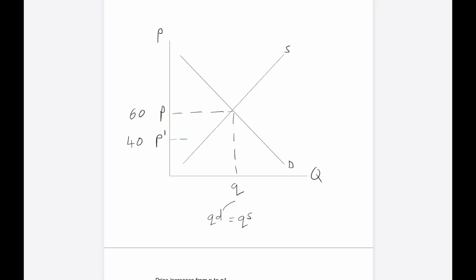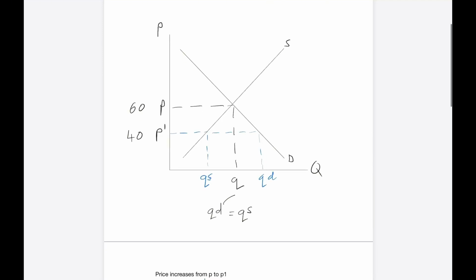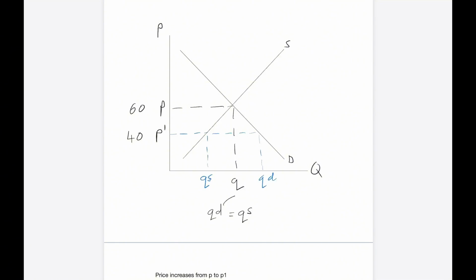Okay, if we go along and hit the supply curve and go down, we can label this QS for quantity supplied. And then if we go across and hit the demand curve, we can label this quantity demanded. Okay, so as a result of the price decreasing, the market is now at disequilibrium, and that is because quantity demanded and quantity supplied are not at the same point.